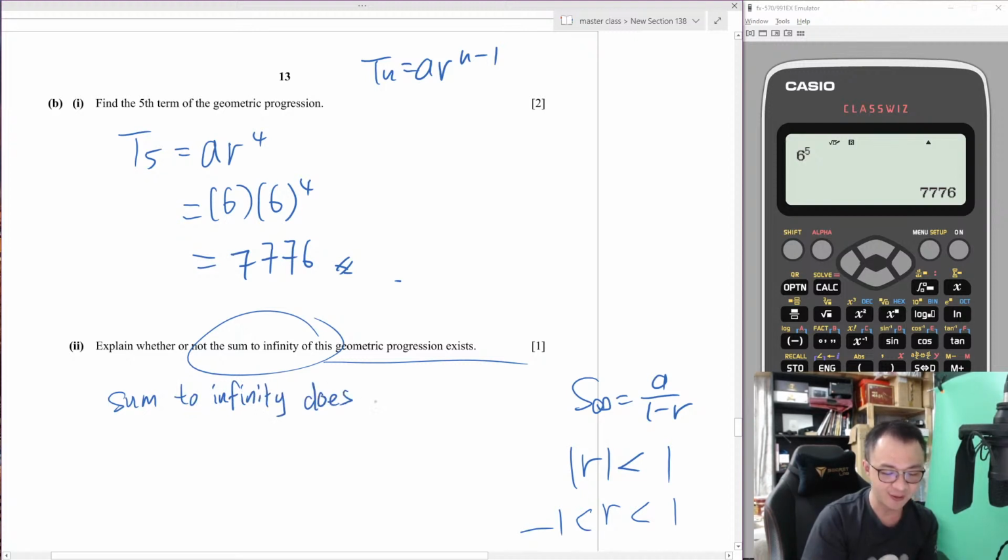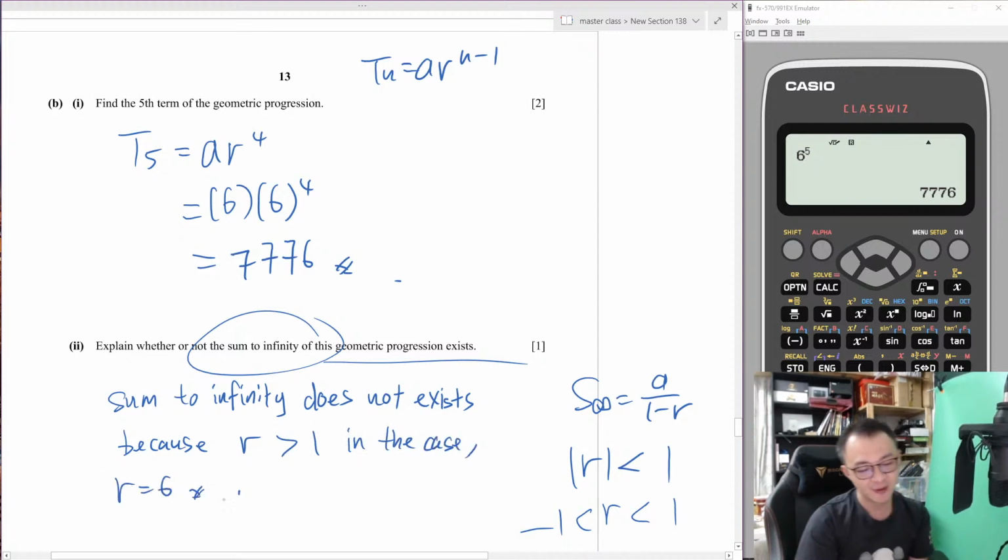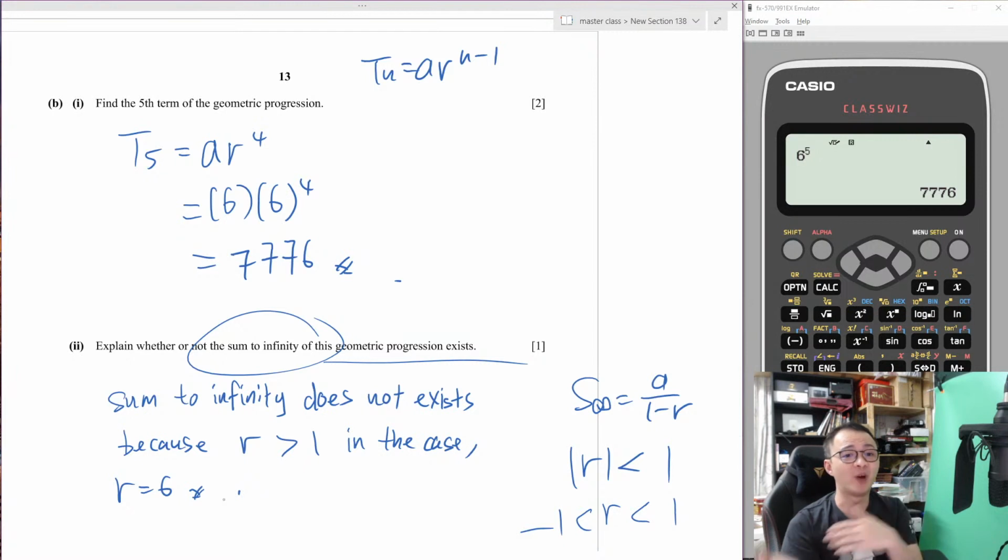Does not exist. Because R is more than 1 in this case. In this case, R equals 6. Okay, so you can use any of your own sentences to explain. But over here, you just need to know that for sum to infinity, R must be between -1 and 1. Okay?